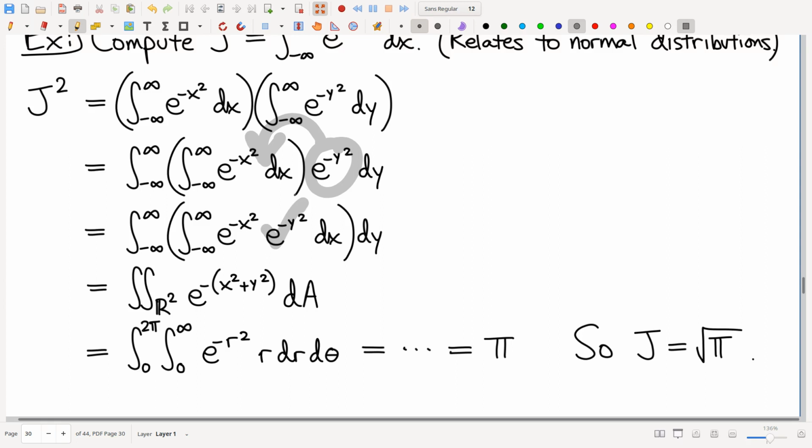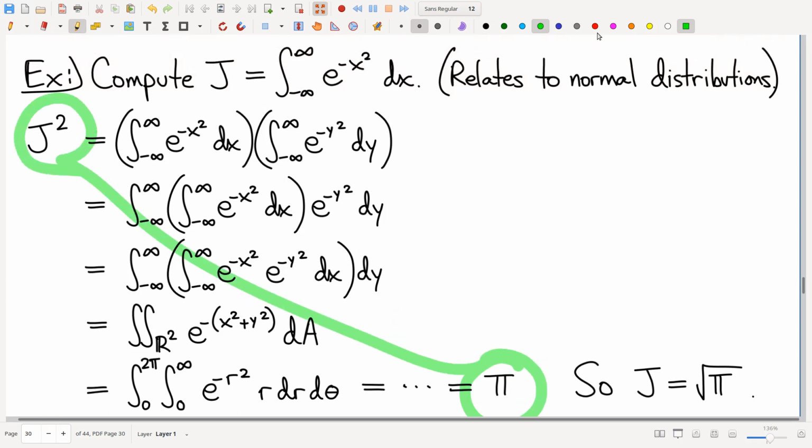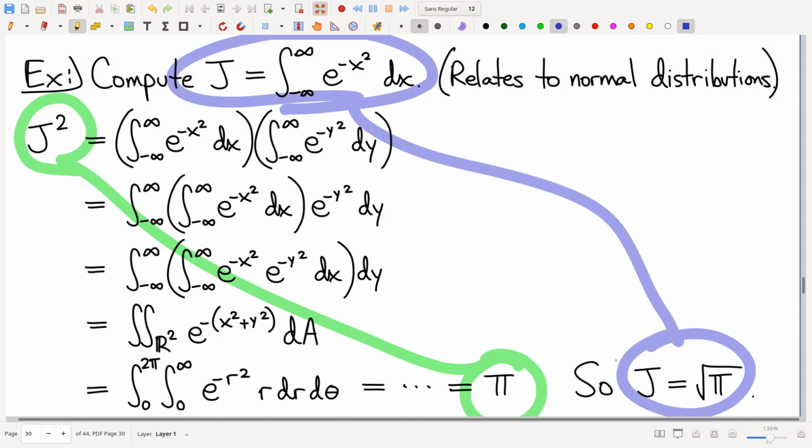All right. Okay, so neat fact. Now, just to avoid spiking the football on the 2-yard line, what did I just compute here? I just computed j squared. Remember, our actual original question was to compute just j, and so that's square root of pi. It's easy to forget that last little bit. So anyway, final answer, square root of pi.